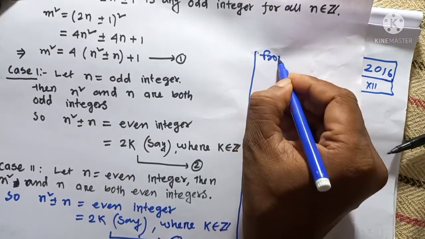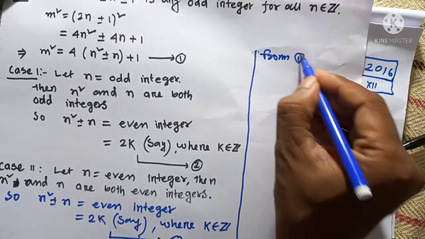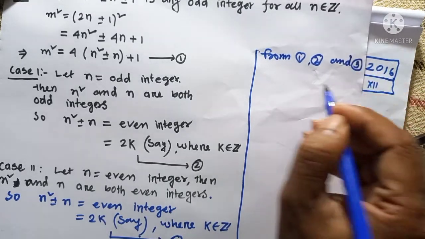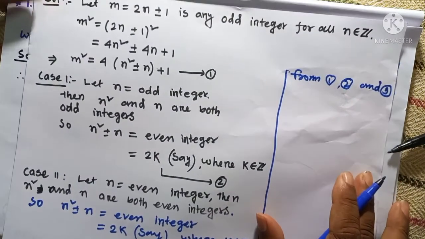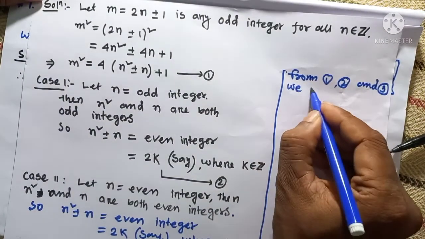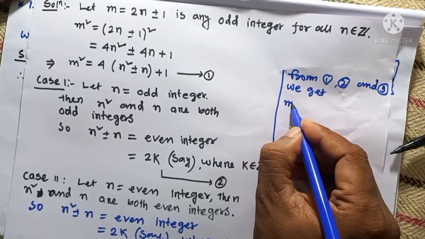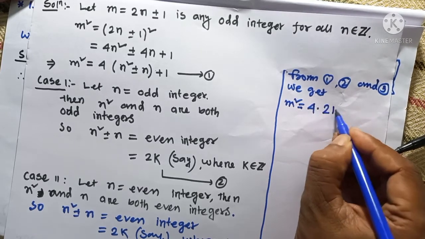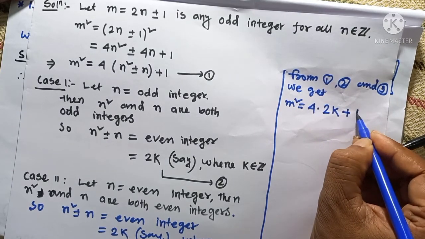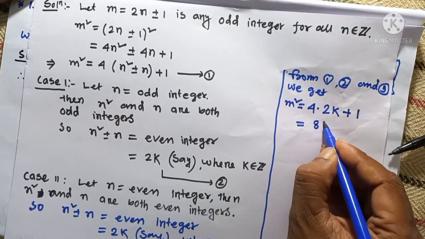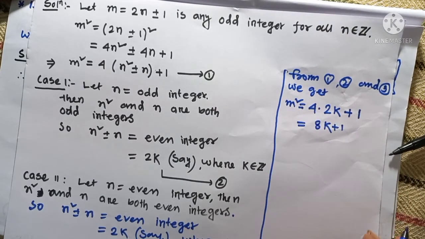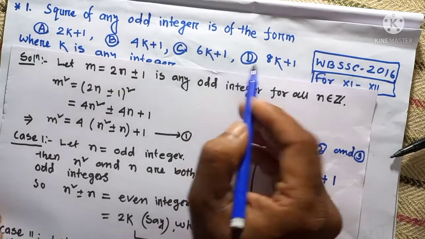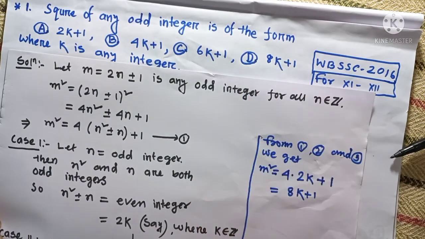From 1, 2 and 3, we get m square equal to 4 into 2k plus 1 equal to 8k plus 1. So the correct answer is D, option D, 8k plus 1.